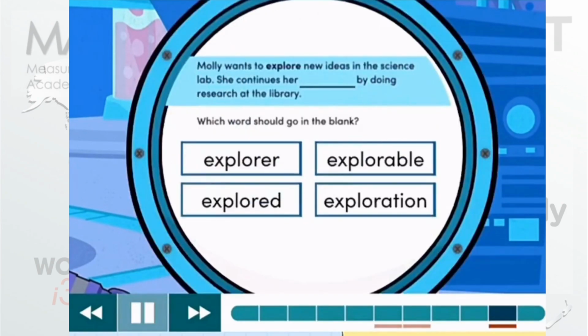Read the sentences and answer the question. You've got this. The sentence should say, she continues her exploration by doing research.